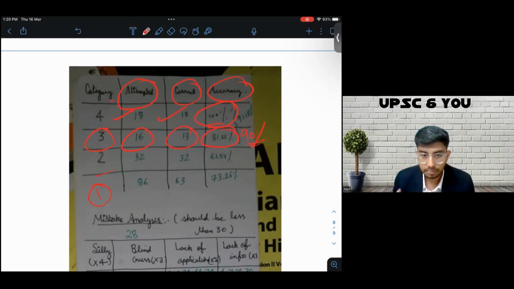So now I knew that maybe I need to be more confident or more decisive, or maybe I was putting a category 2 under category 3. So I need to improve my self-awareness. I need to be more sure of what I know and what I do not know. Lastly, category 2, I attempted 52, 32 were correct, 62% accuracy. I want at least 65% plus accuracy, so I was falling short by 1 or 2 questions, but not a bad hit rate. In total, I attempted 86, 63 correct, total 74% accuracy.